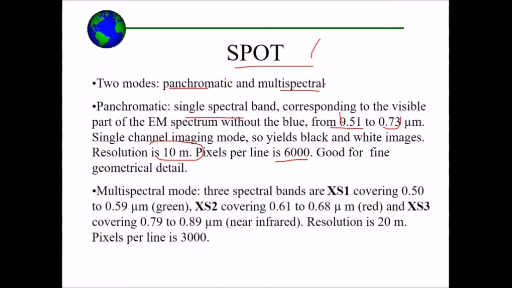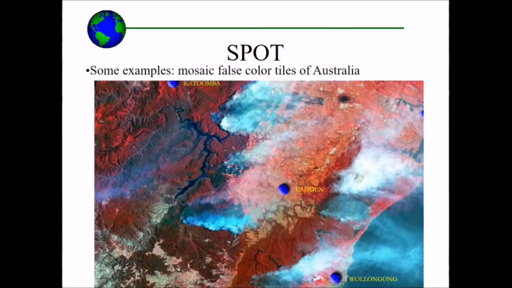While if you talk about multispectral, also known as colored, there are 3 spectral bands: XS1 from 0.5 to 0.59, that is green; XS2 0.61 to 0.68, that is red; and XS3 0.79 to 0.89. This goes up to near infrared (NIR). From 0.7, the near infrared starts. So resolution is 20 meter, so the pixels get halved, it's 3000.